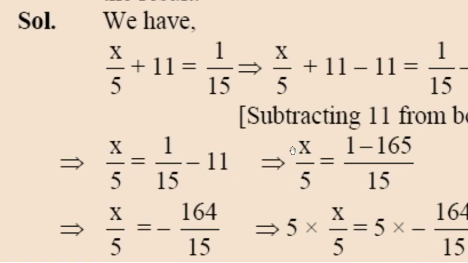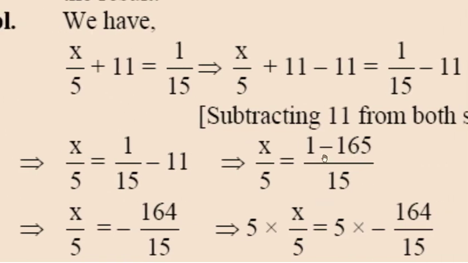Or x by 5 equals to. So what we can do here? 15 into 11 is 165. We can write it as 1 minus 165 by 15. So 1 minus 165 means minus 164. So minus 164 by 15.